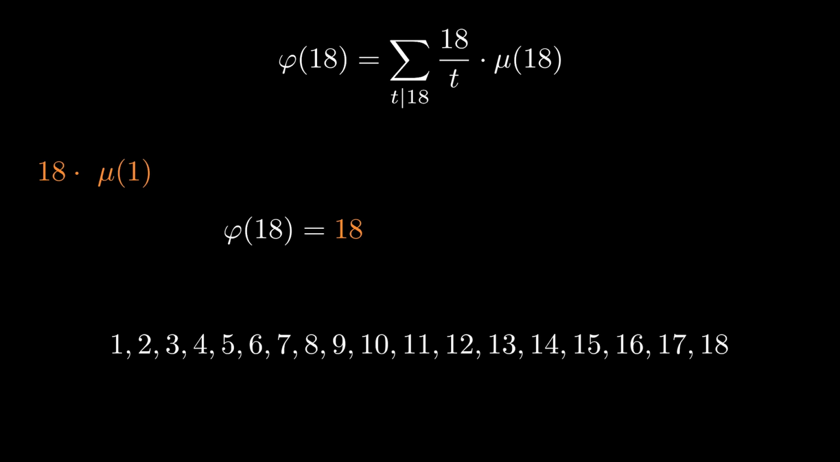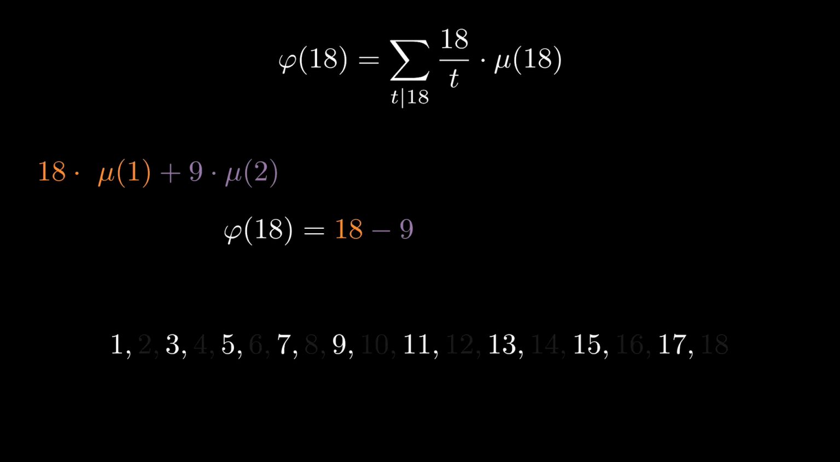When t is 2, we get 18 divided by 2 times the Mobius function of 2. Now, 18 divided by 2 is 9, which is exactly how many numbers between 1 and 18 are multiples of 2. And since the Mobius function of 2 is -1, we can imagine that this term is actually erasing the multiples of 2 from the set of 18 numbers. This makes sense because these numbers are not coprime to 18, so we don't want to count them.